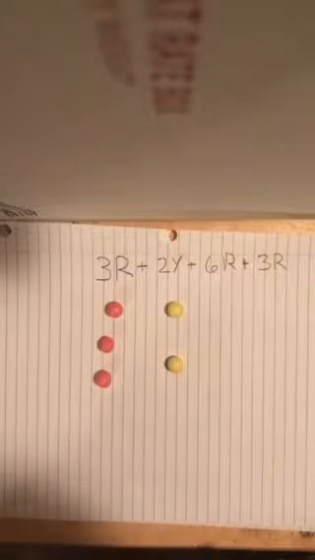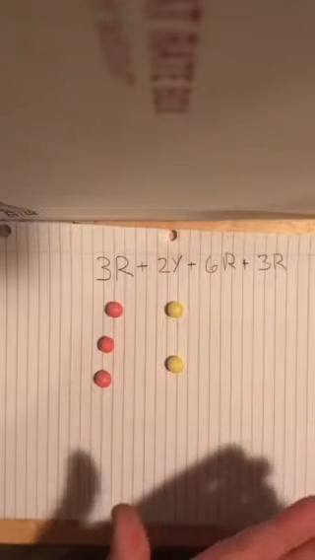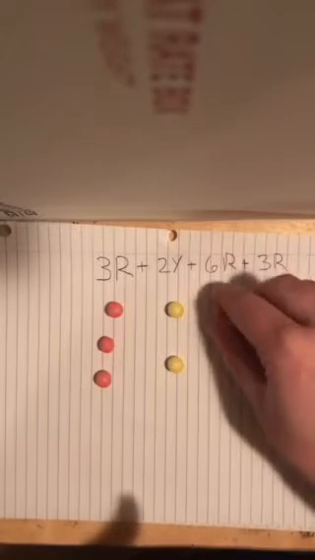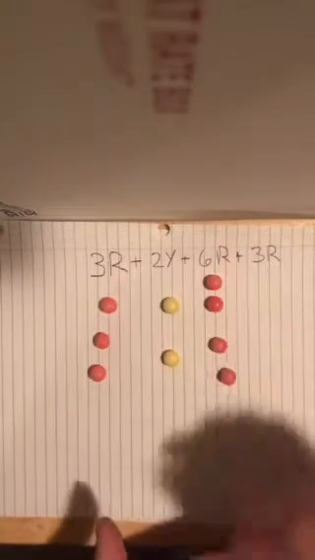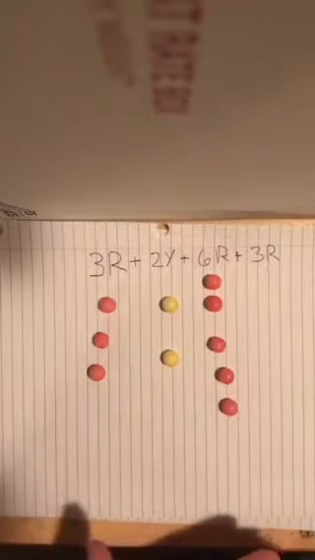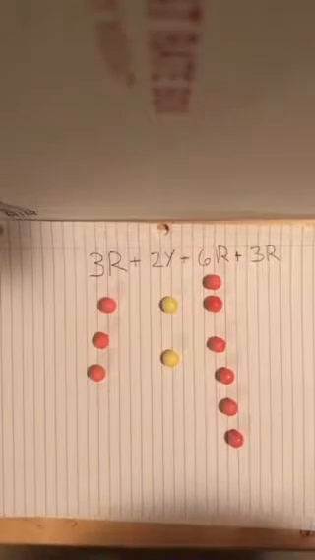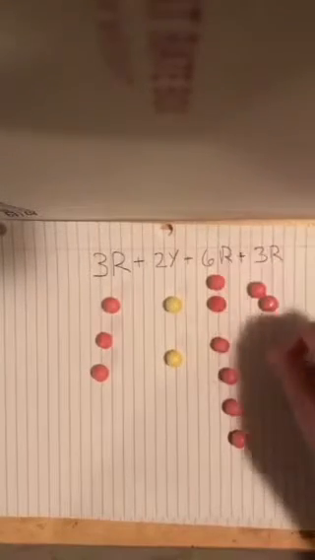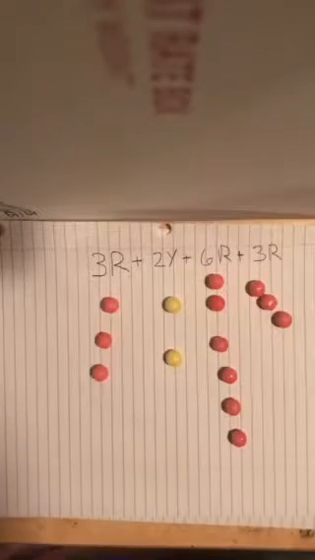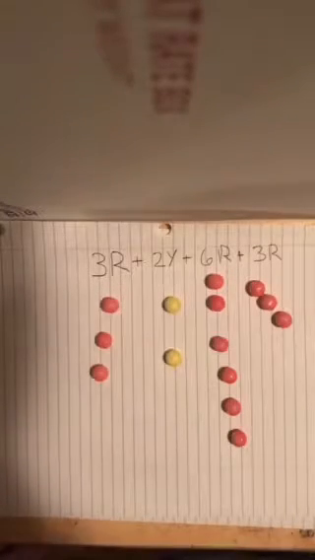From there we can continue on. We have 2 more terms where both end in r, so we know they are both going to be red sweet tarts. This one here we have 6, so 1, 2, 3, 4, 5, and 6 red sweet tarts. And finally, for our last one, we see we are left with 3 more red sweet tarts.